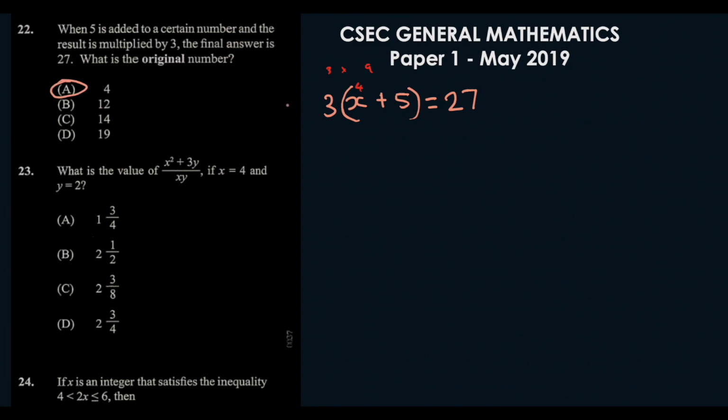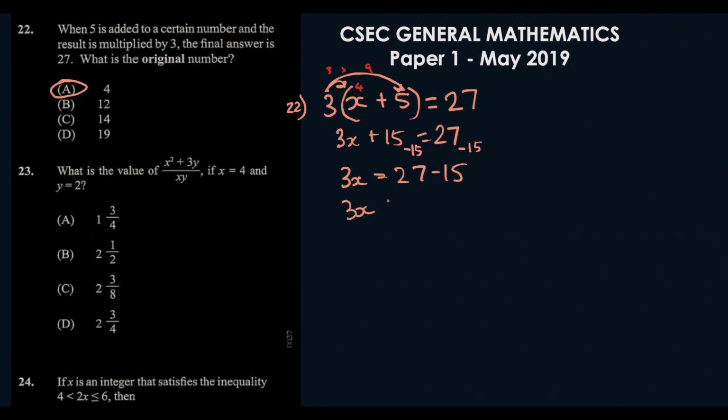But just to show you all how we work that out. So you could say 3 times x is 3x, distributive law. And then we say 3 times 5 is 15, which is equal to 27. Now, to get x by itself, we have to get rid of this 15 first. We need to solve for x by getting it by itself, right? So we subtract 15 from both sides, so we're left with 3x is equal to 27 minus 15. So 3x is equal to 27 minus 15, which is 12. Divide both sides by 3. We are left with what? X is equal to 4.